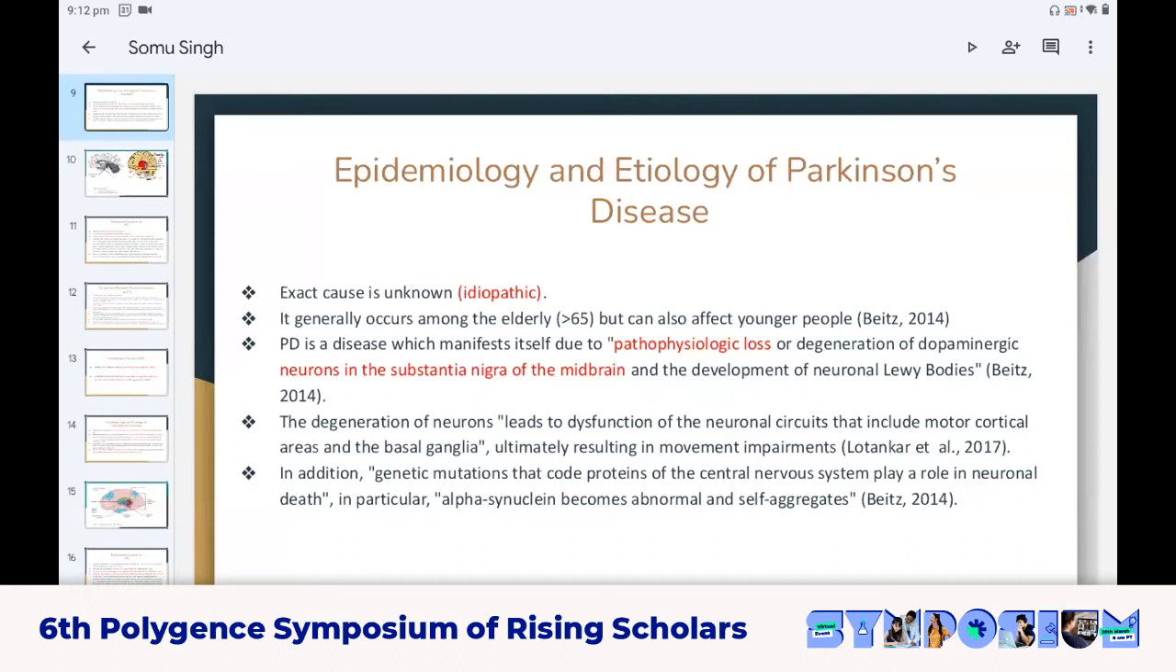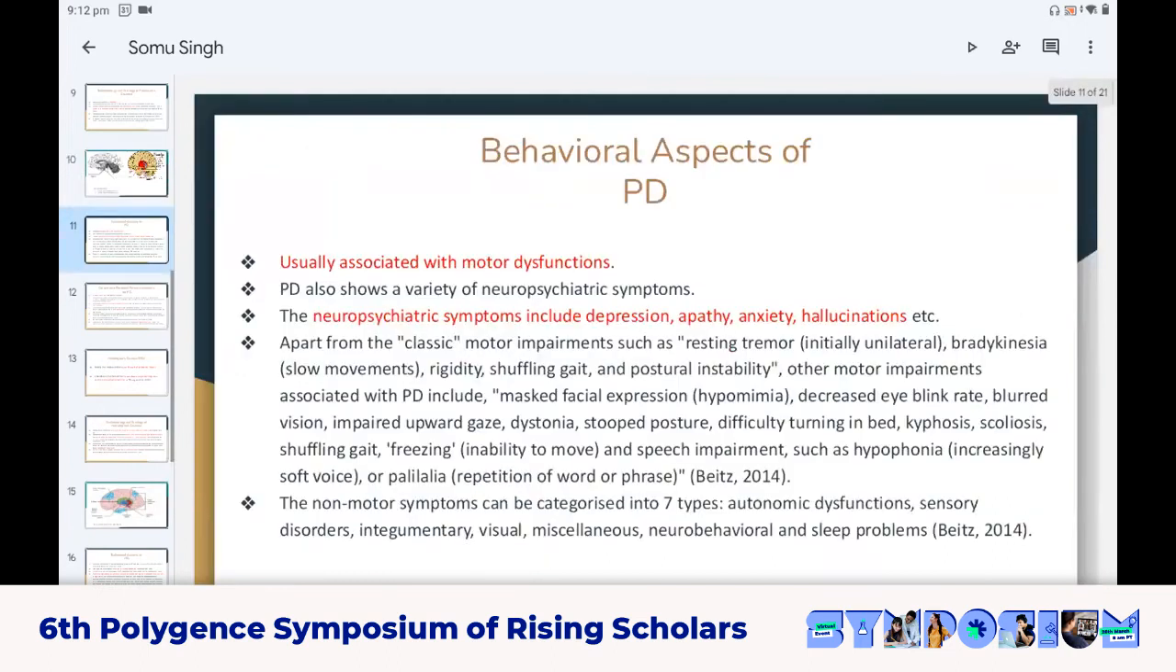But that isn't the only dangerous aspect of Parkinson's disease. In fact, we should also focus on the non-motor symptoms, which are the behavioral aspects. The behavioral symptoms include depression, apathy, anxiety, even hallucinations. And as I've also described, there are the classic motor impairments, which are usually known, such as resting tremor, rigidity, and all that. So these would be the behavioral aspects.